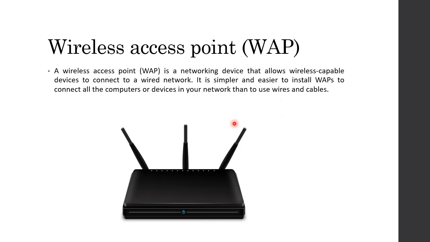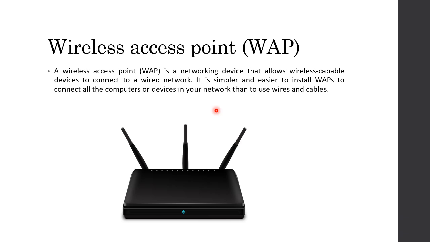Now, coming to the wireless access point, WAP. Most modern networks allow wireless connection. This means that devices like laptops and tablets can connect to the network without having to use a cable. It is cable-less, it is wireless. A wireless connection needs a special piece of hardware that is called a WAP. A WAP is connected to your router and provides you wireless access to your internet. A wireless access point is a networking device that allows wireless capable devices to connect to a wide network.